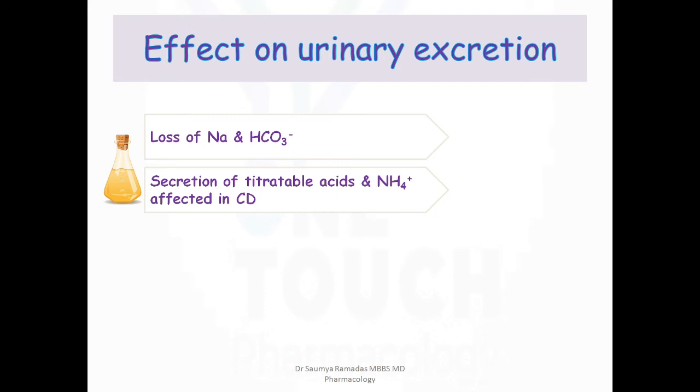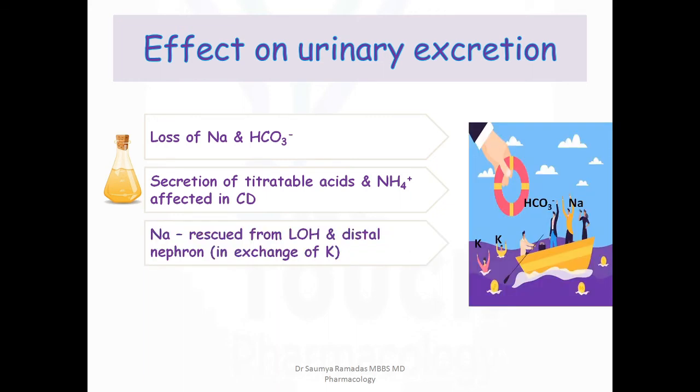Most of the sodium that is lost from the proximal convoluted tubule is rescued from the thick ascending limb of the loop of Henle and also from the distal nephron. In the distal nephron, sodium is reabsorbed in exchange for potassium. So, there is an excessive loss of potassium leading on to hypokalemia.